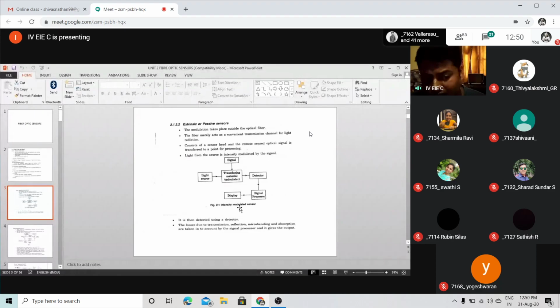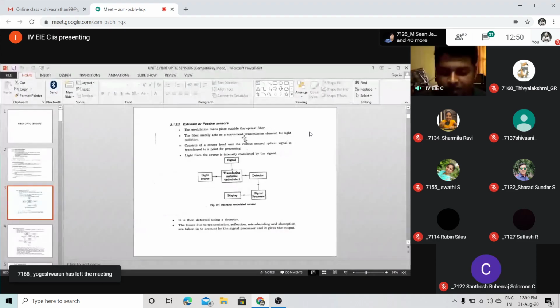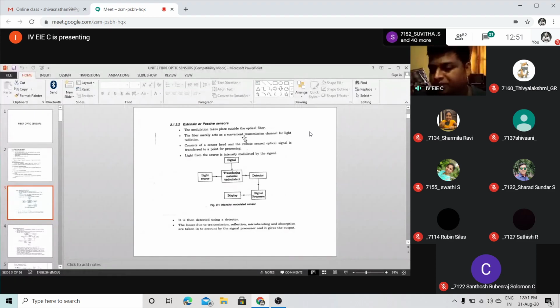In case of an extrinsic sensor, the modulation takes place outside the optical fiber. So take this as a first point: the modulation is going to take place outside the optical fiber. Then you don't find any kind of modulation happening inside, just like your intrinsic sensor. In the intrinsic sensor, we saw intensity modulation, phase modulation, polarization modulation, wavelength modulation. This will happen inside the fiber. Whereas in an extrinsic sensor, that is not the condition at all. So we don't find any modulation taking place inside my optical fiber. It takes place outside the optical fiber simply.